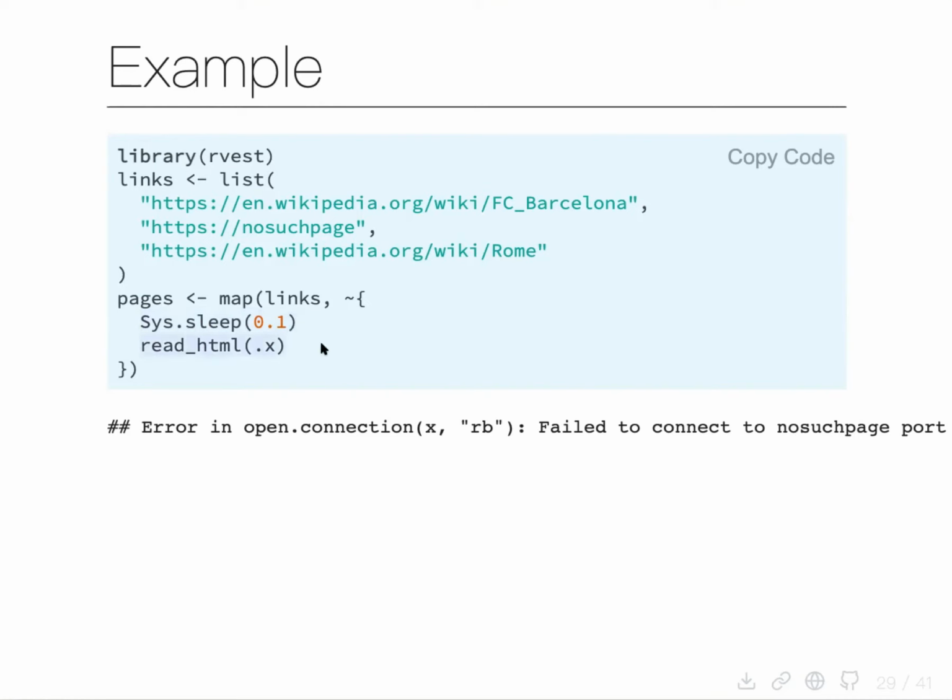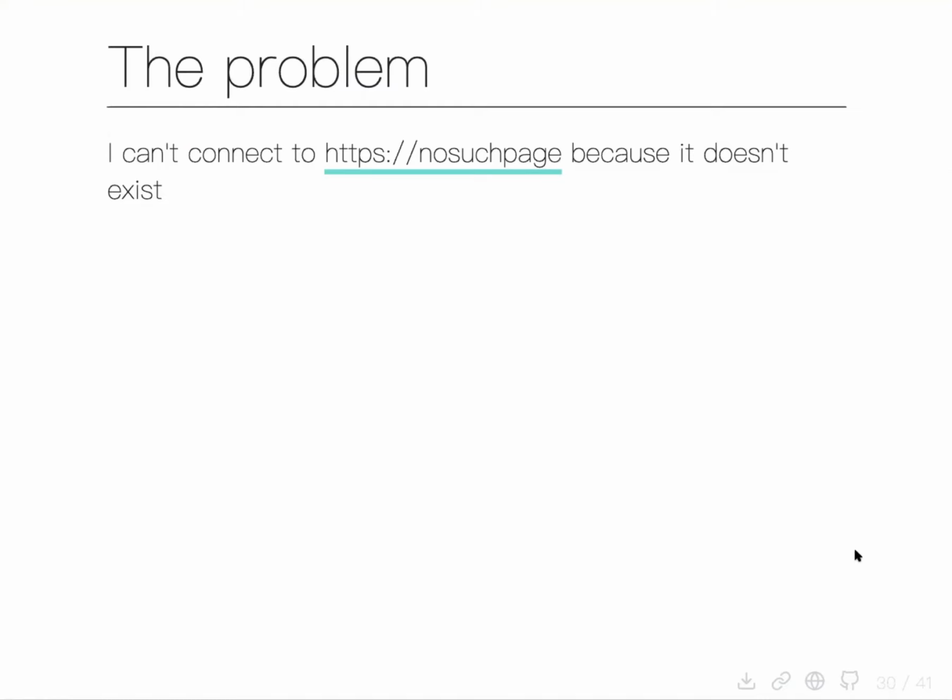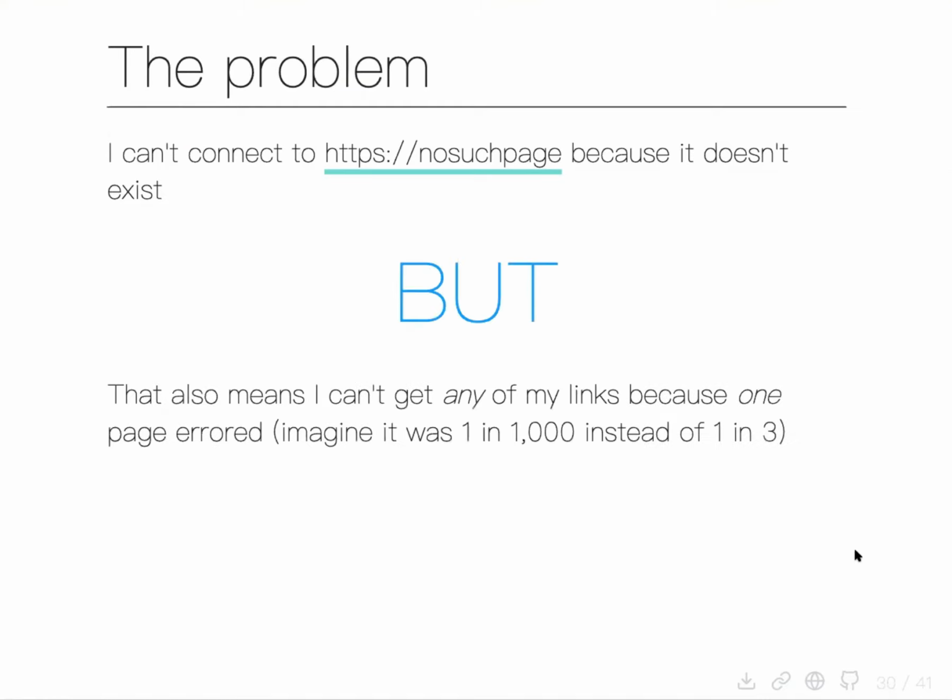And then I'm going to say read_html for .x. So it's going to read HTML for this one, and then for this one, and then for this one. And if I try to do that on pages, I'll get an error, failed to connect to no such page port, because it doesn't exist. So that's a bummer, especially if I have, again, like 500 pages, because I don't want my entire loop to break just because one of them breaks.